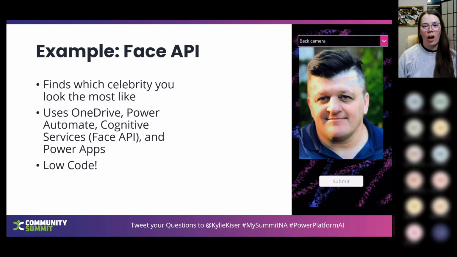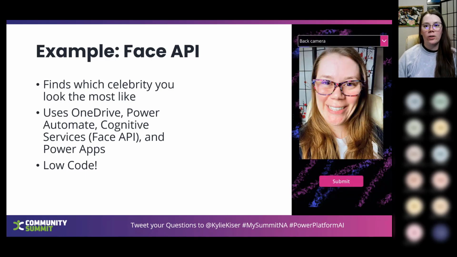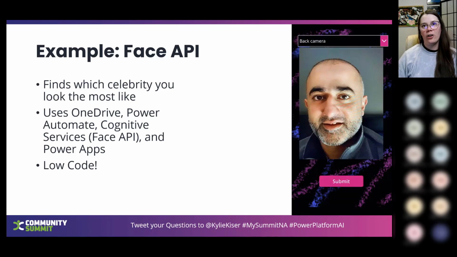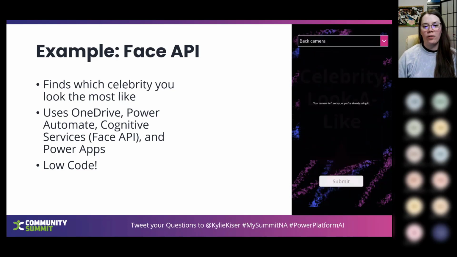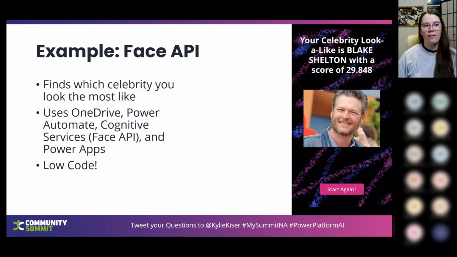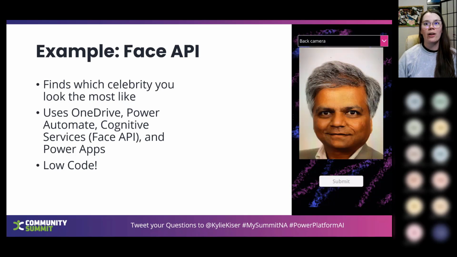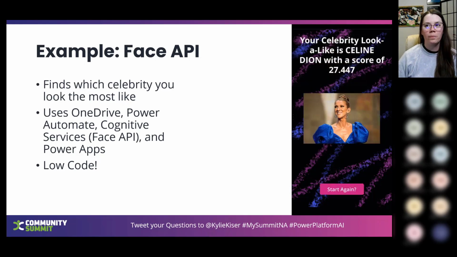We were basically copying keys from different areas and linking things up, but it was still a low code application. As you saw, you take somebody's picture, and it runs through a flow that compares their face with a bunch of celebrity faces that we had loaded into OneDrive. Then it returns the celebrity face that was most similar to your face, and that was using the Face API. Again, all of that was low code as well.